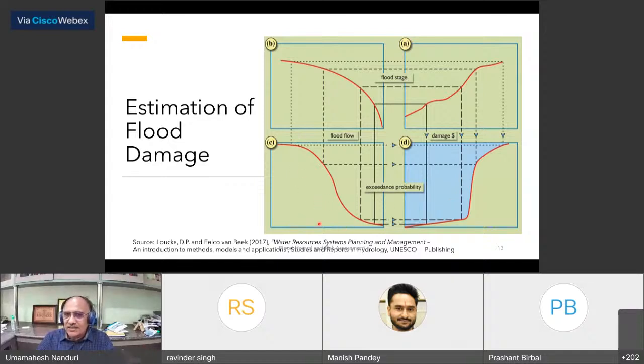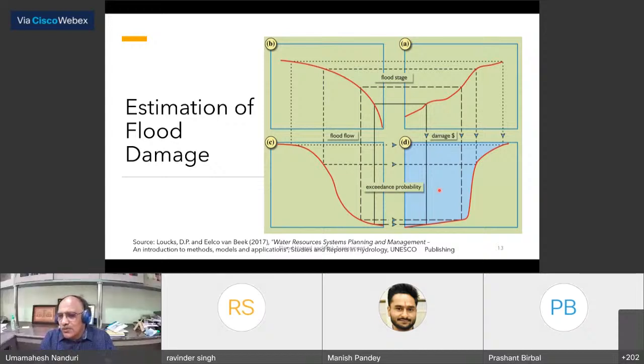So you do the flood frequency analysis, and then you need to have the data about flood stage versus flood discharge, and then maybe based on the local survey, construct a curve like damage versus flood stage, and then this will help us to construct this curve. So this is how we can evaluate the losses that occur because of flood in a particular location, if you have the past flow data.